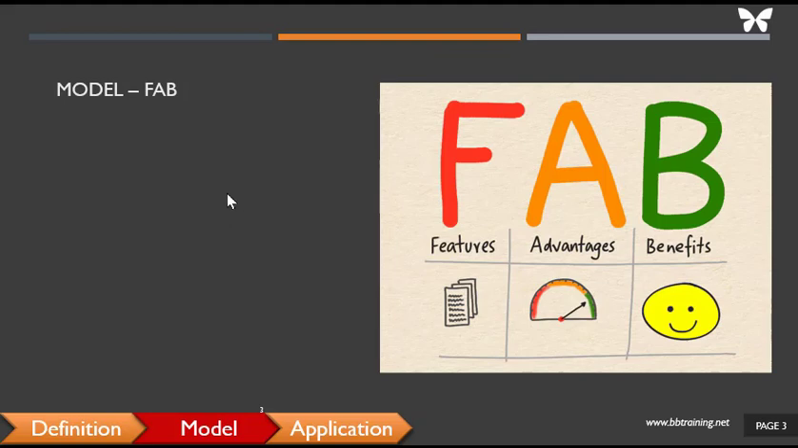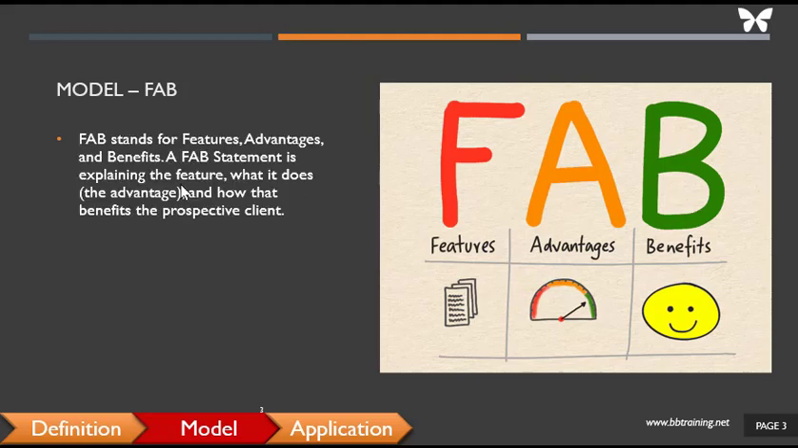Let's understand the first model of sales. This model is known as the FAB model, or fabbing, as we call it. FAB stands for features, advantages, and benefits. A FAB statement explains the features, what it does, and how that benefits the prospective client.